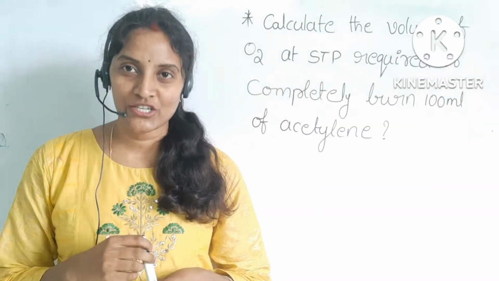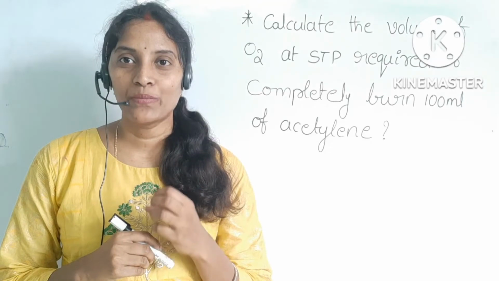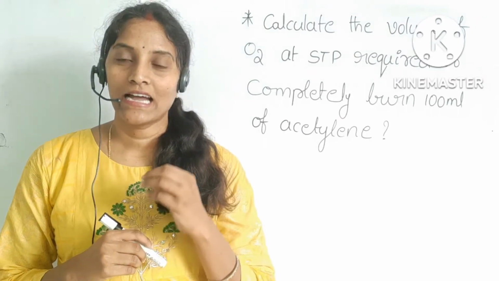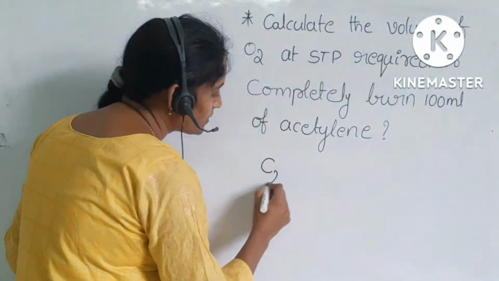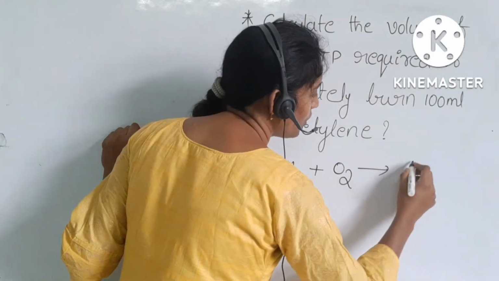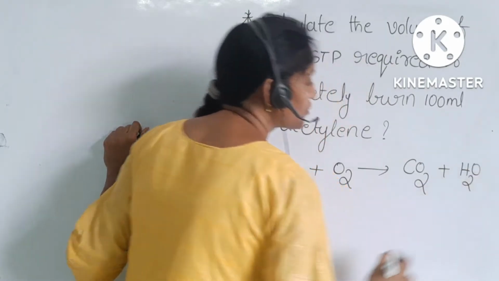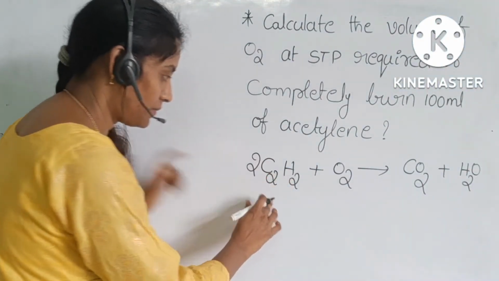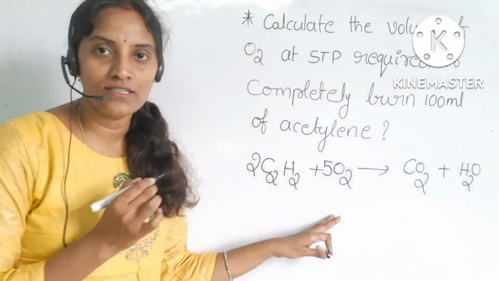In this problem, we should calculate how much volume of oxygen is required for complete burning of acetylene. To calculate this, you should write a balanced chemical equation. Acetylene reacting with oxygen, C2H2 is the acetylene, then they will form carbon dioxide and water. It's not a balanced chemical equation, so you can multiply with 2 to the acetylene and multiply with 5 to the oxygen molecule.